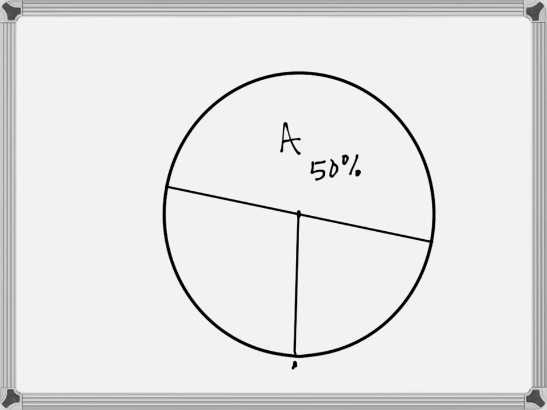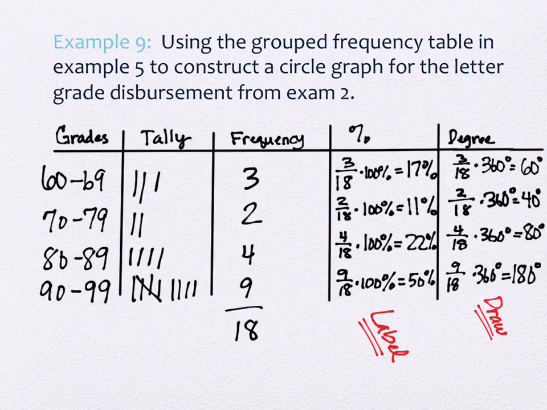And this category over here is the B's, and that's the 22%. There we go. C's were 11%, but I actually want the degree mark, which is what I messed up on last time. The C's are 40 degrees.